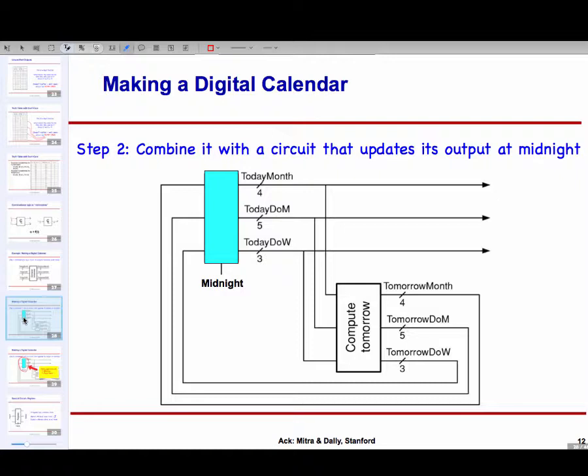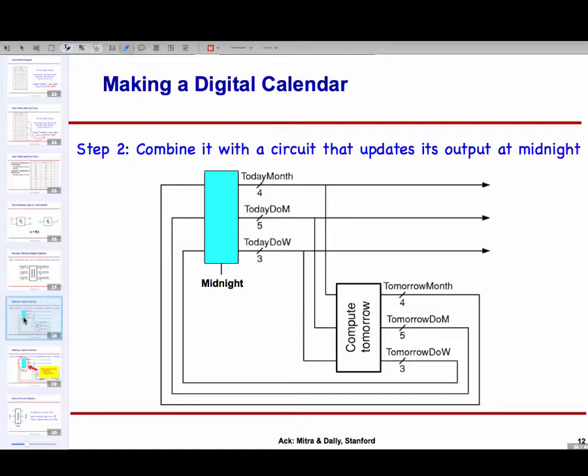So it's an unusual kind of box now. It has memory. It has memory of what was the input at the most recent midnight. So we'll see later in the course how to design these kind of circuits and what this notion of a midnight tick might be. But again, the point I want to emphasize is that this box has memory, whereas this box, the compute tomorrow, is just a mathematical function.